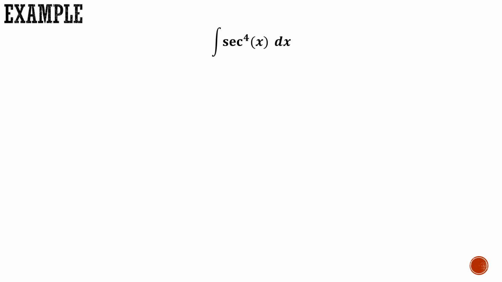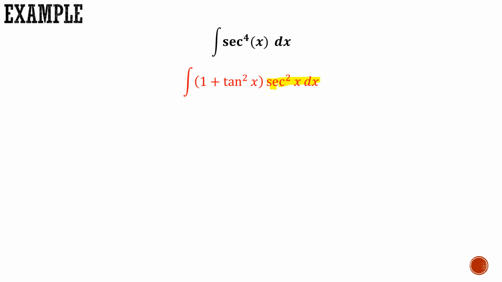All right, so next we have the integral of secant to the 4x. So basically what I want to do here is use my Pythagorean identity. I'm going to take one of those secant squares and set it aside. And then I'm going to use the other secant squared and change it to 1 plus tan squared x using the Pythagorean identity.